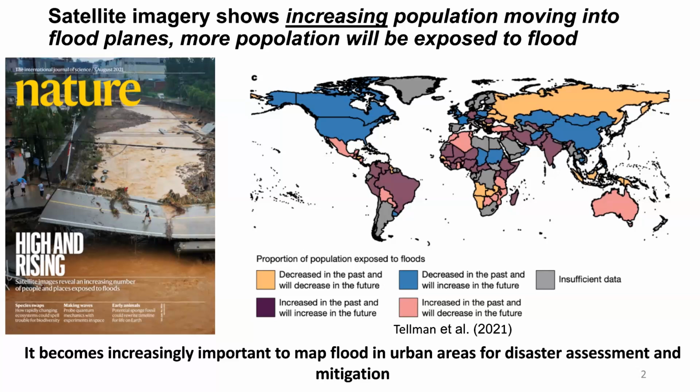Okay, so actually, a study conducted by Best shows that satellite imagery shows that increasing population is moving into the floodplains, and more population will be exposed to flood in the next decade. And this map just shows that. So basically, any place other than the yellow place and the gray one shows that there's going to be increasing population and probability of people being exposed to flood. So it becomes increasingly important to map flooding in urban areas for disaster assessment and mitigation.